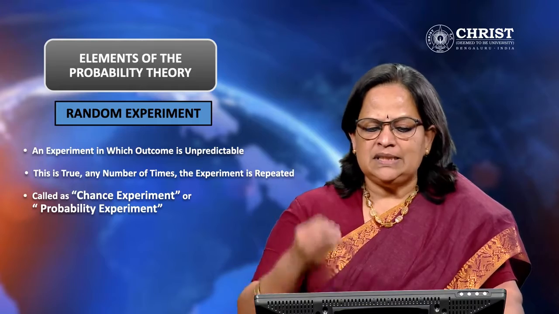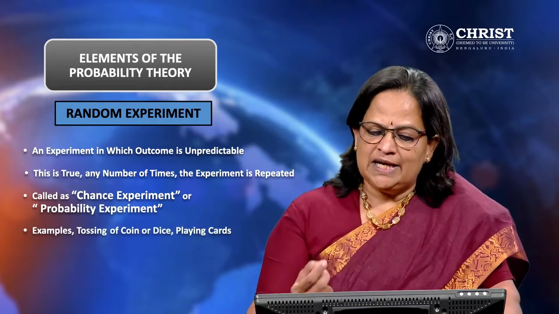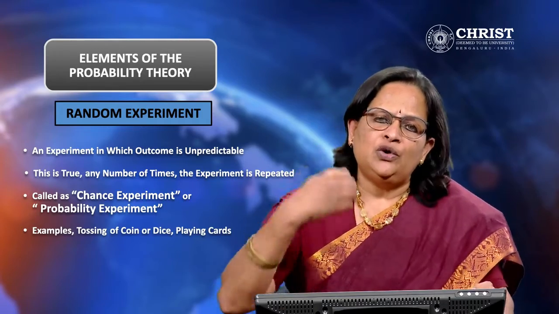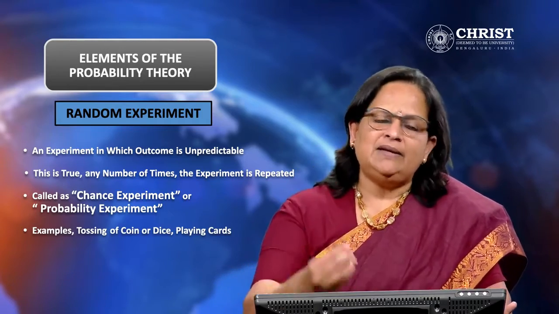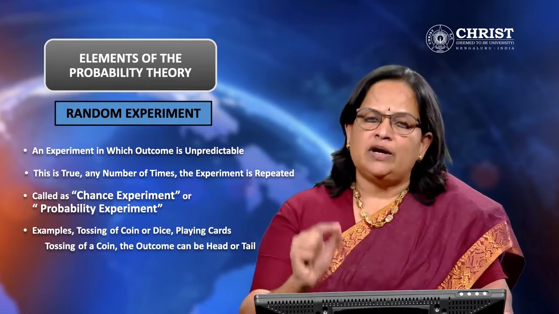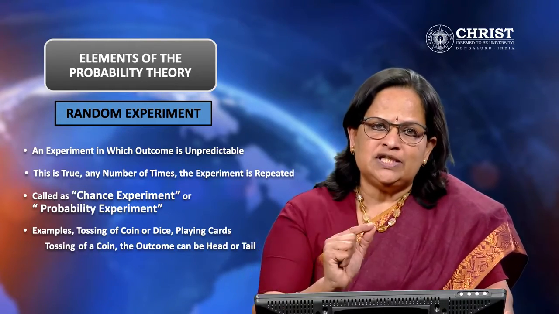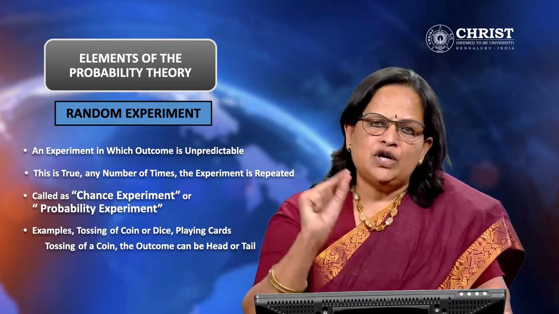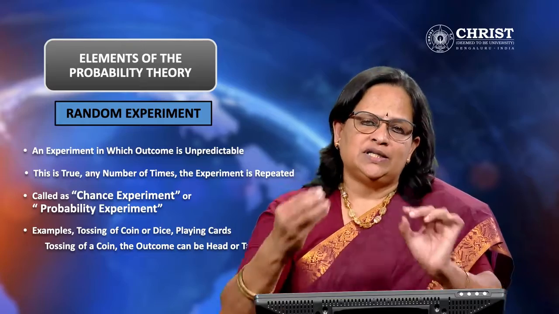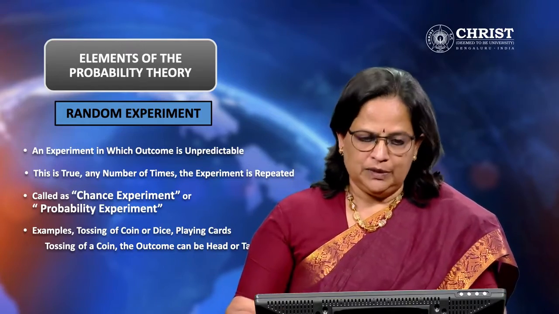Examples: tossing a coin, tossing a dice, or playing cards. From the 52 cards, if you want to take one, you don't know which one you will get. It can be anything out of the 52 cards in the pack. Tossing a coin, the outcome can be head or tail. When you're tossing a dice, the outcome can be 1 to 6. If you're taking a card from the pack, any of the 52 cards can come as an outcome.